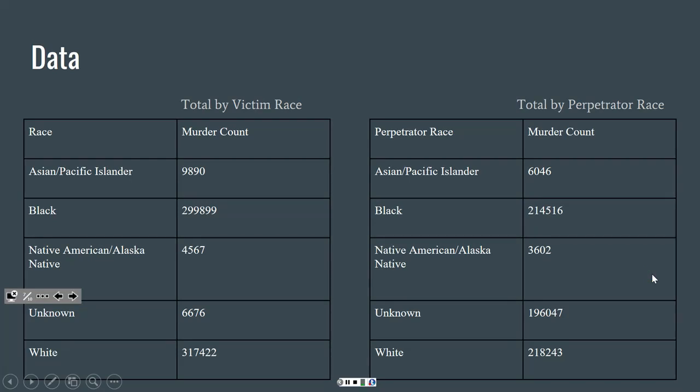So then here are just some counts of the victims and perpetrators by race. You can see that the most was with black and white for both victim and perpetrator. So you just kind of get an idea of how we're looking at it. See some total counts.